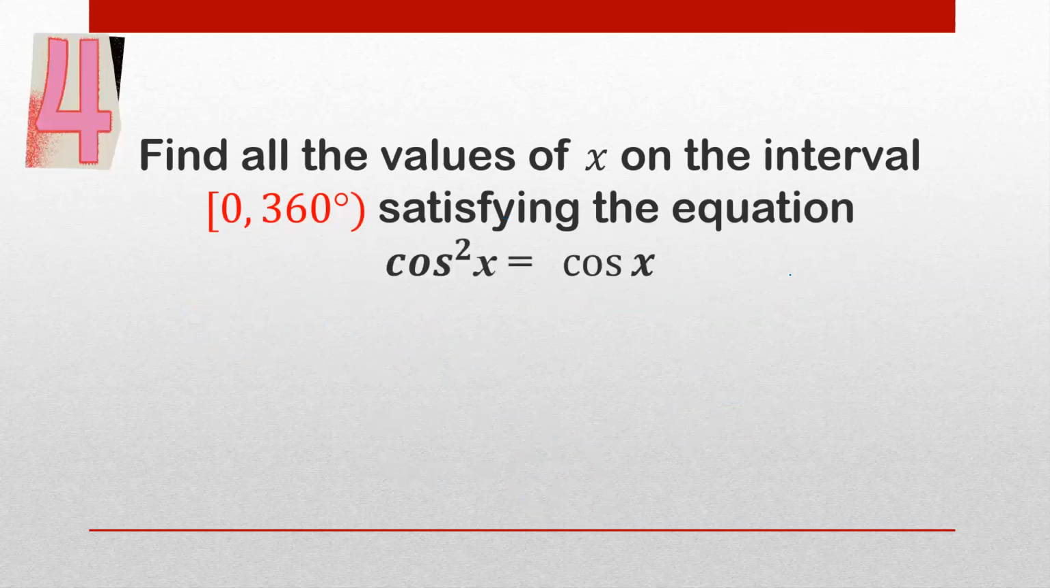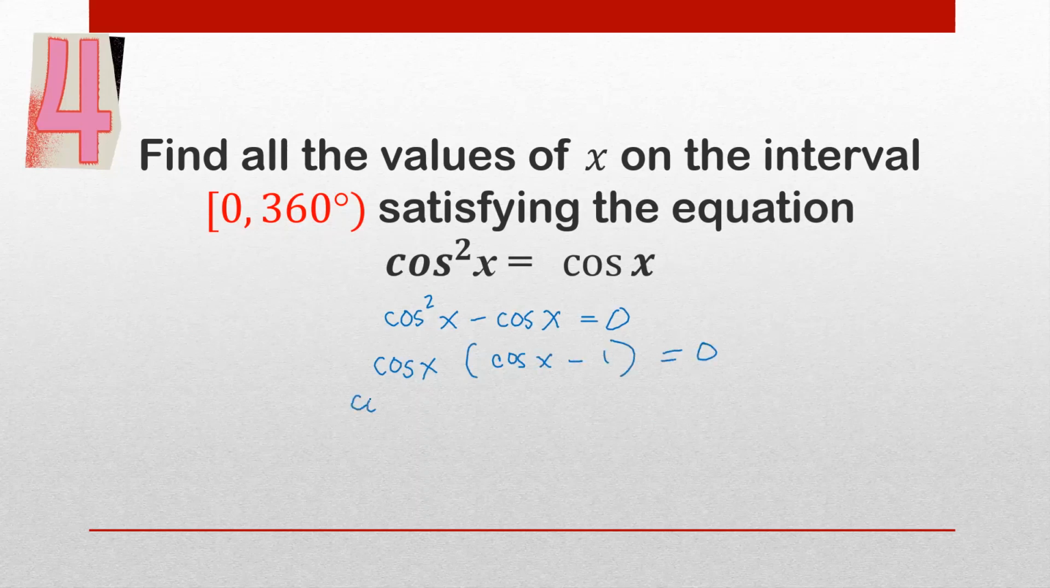Okay. Now, what about question number 4? Let's find all the values of x on this same interval satisfying the equation cosine squared x equals cosine x. Okay, fast forwarding our timer, we have the following. Ayan, so ang solution natin magiging quadratic to, no? So cosine squared x minus cosine x equals 0. Okay? So factoring our cosine x, cosine x minus 1.